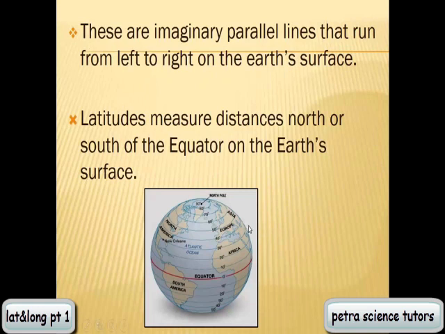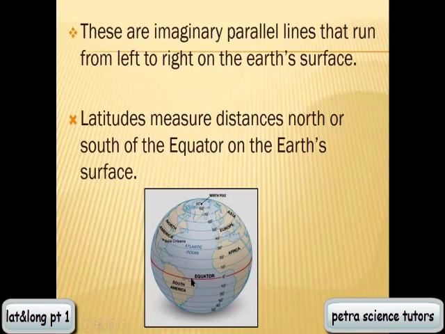You see the diagram on your screen. You can see those lines moving from left to right, going round. They're actually part of a circle. Okay. And then latitudes measure distances north or south of the equator on the Earth's surface.